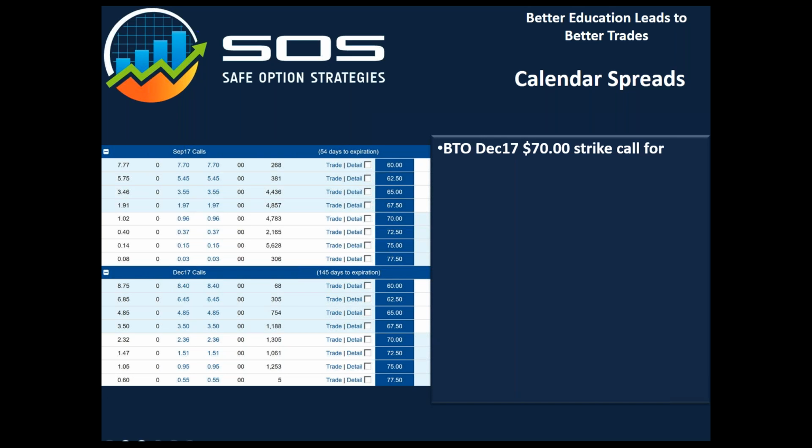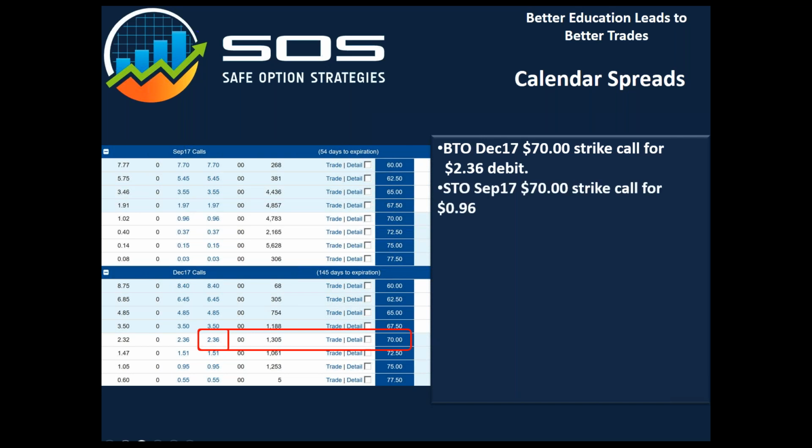Now, in a horizontal call calendar where we use a similar trade, but we use the same strike prices for both options, we can still profit the same way. This could lose all its value and this could maintain the majority of its value. Stock would have to stay right up there close to 70. So we could theoretically still profit that way.